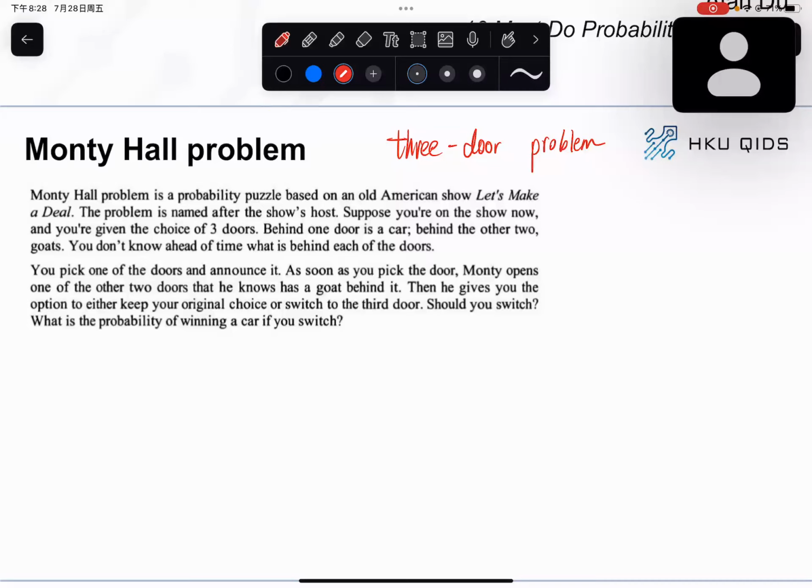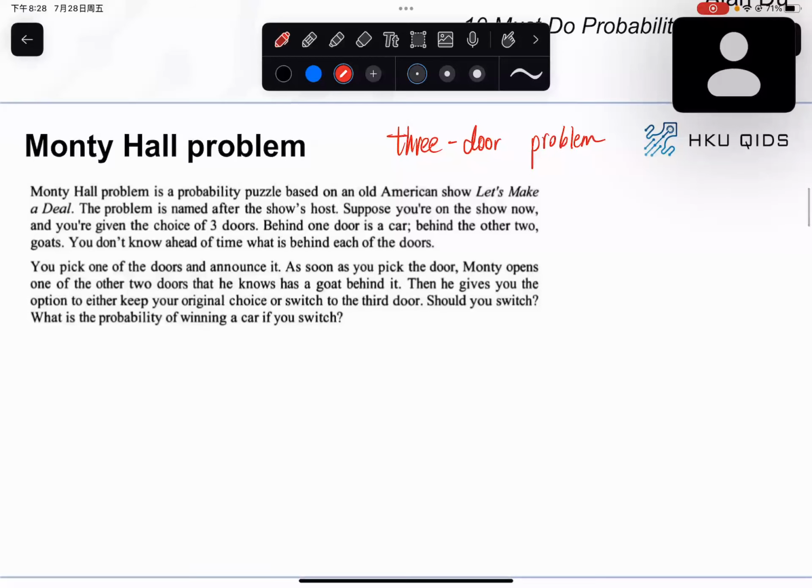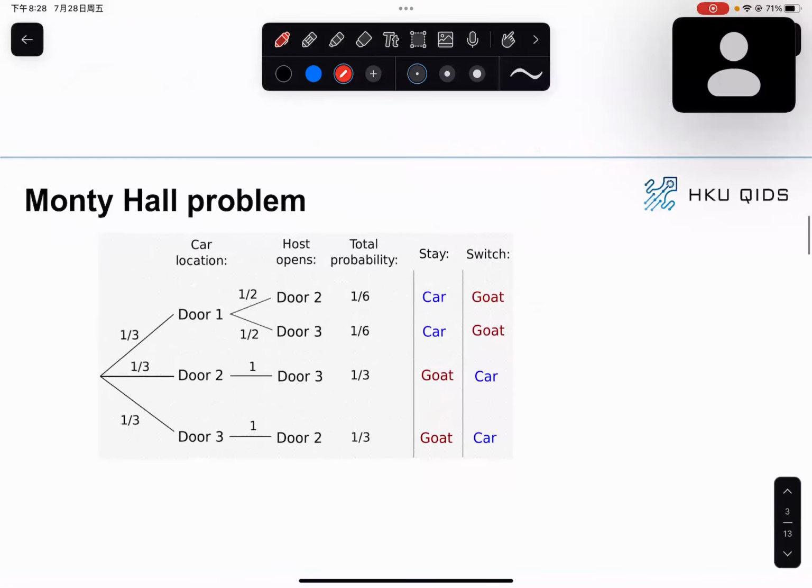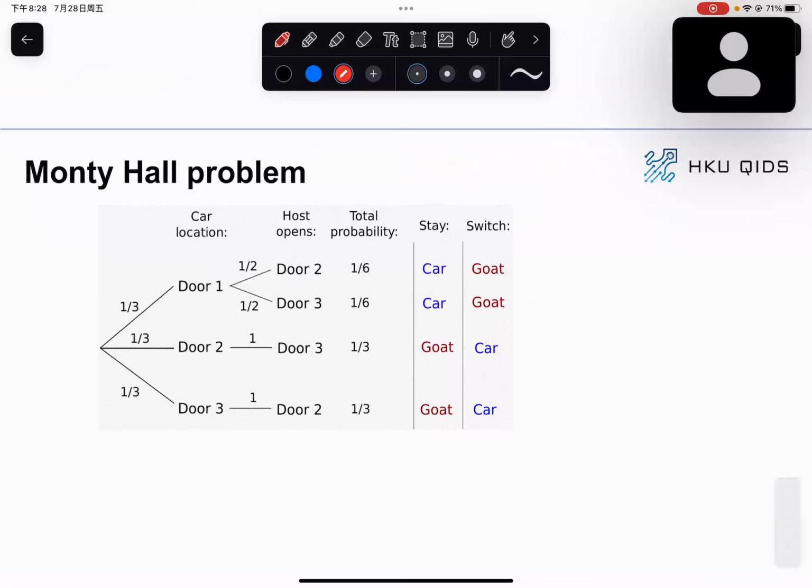But a pity, I answered this question wrong during the super day of HSBC. Okay, sad story. So let's first draw this graph here. Suppose we choose door one. We pick door one at first. Then all the situations are listed here. There is a 1/3 probability for the car to be at door one, door two, and door three.